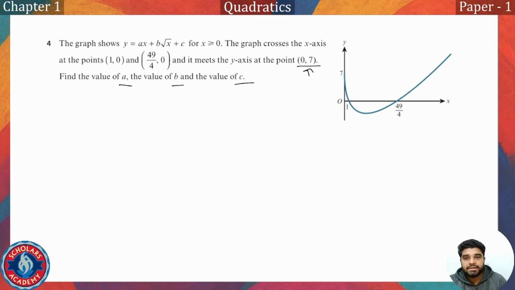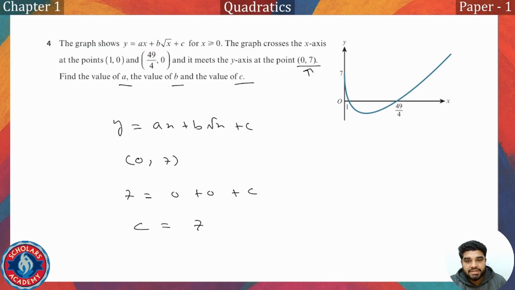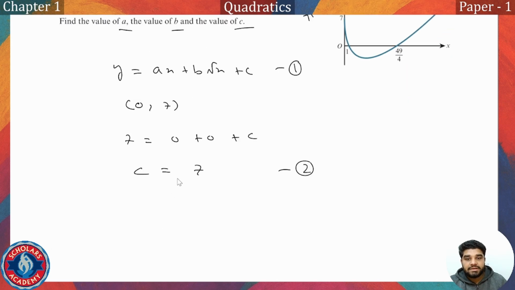we substitute them in the equation y = ax + b root x + c. If we substitute (0, 7), we get 7 = 0 + 0 + c. So from here we get c = 7. Let's mark it as equation 2. We substitute it in equation 1, and we get y = ax + b root x + 7.